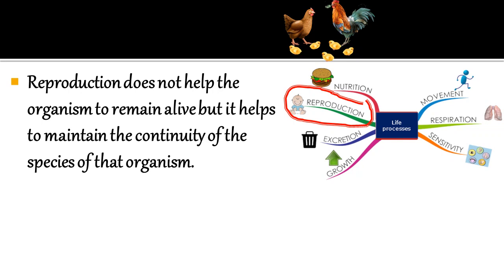That means if new organisms are formed from the older organisms, then only the species will remain alive. So this is a very important, essential life process. If the continuity of the species takes place, then only all the different life processes like nutrition, respiration, movement, growth will take place in an organism. So this is an essential life process of living organisms.